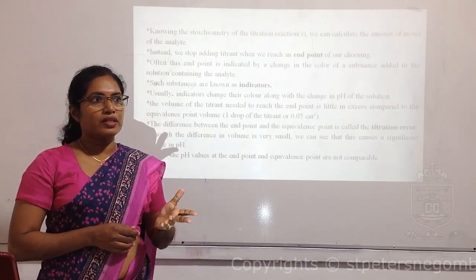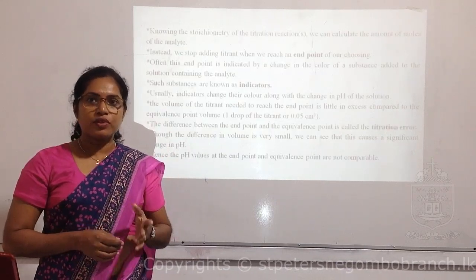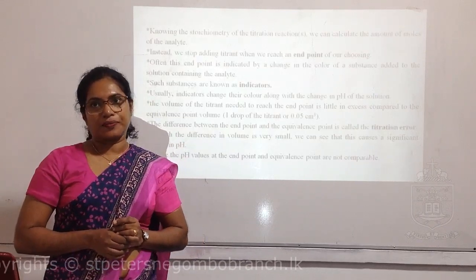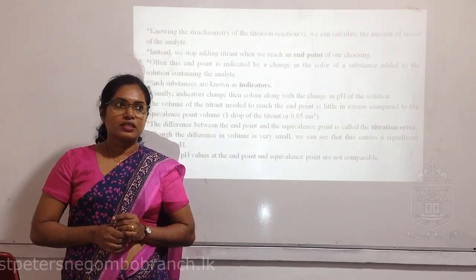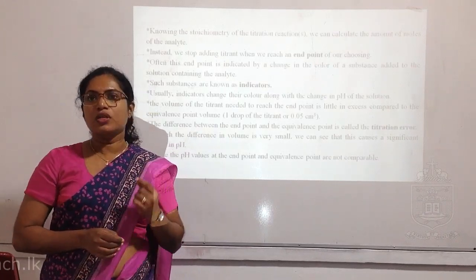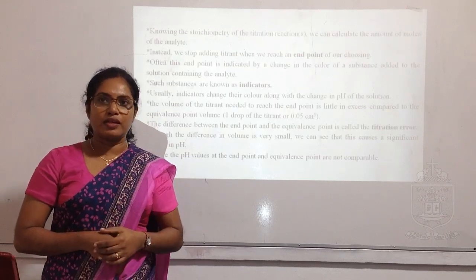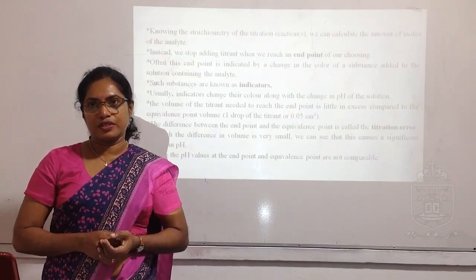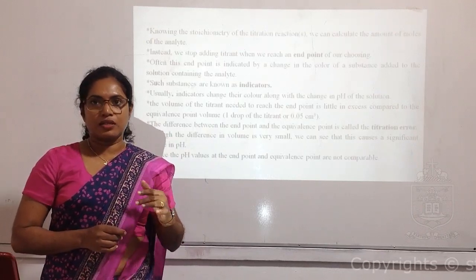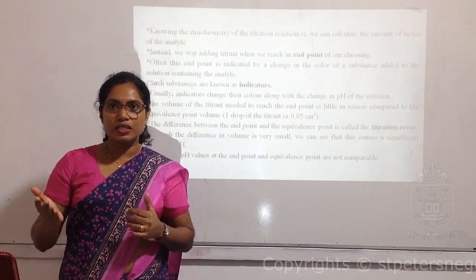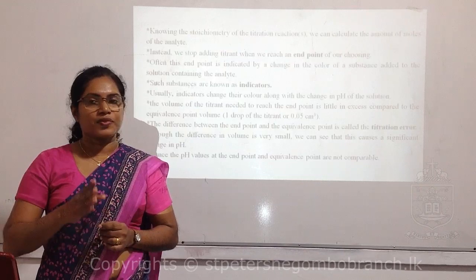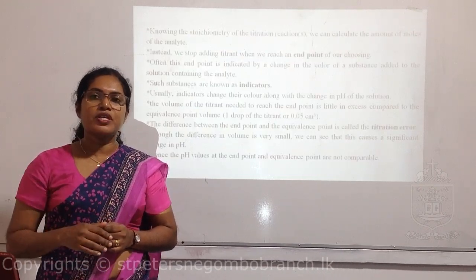So how do we find this end point? For that, we have to use another substance. We call that an indicator. We have to add a small amount of indicator to the analyte before we start the titration. And at the end point, this indicator changes its color, because indicators always change their colors with the change of pH.